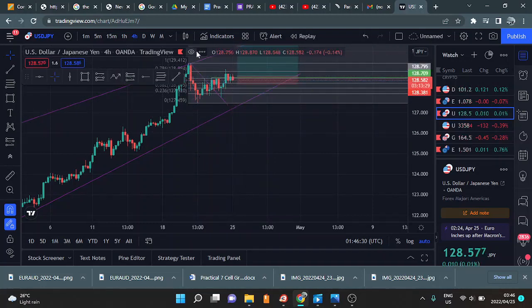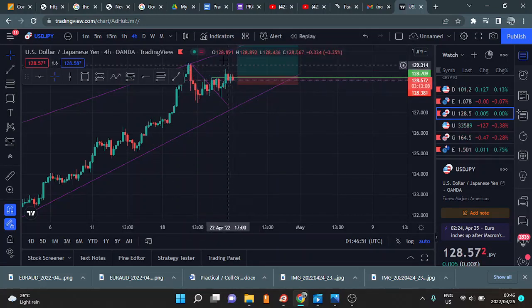On the 4-hour time frame, as you can see, the market keeps on creating lower lows, higher low and higher low. Then the market broke to the upside, then created a double top. Then the market came back, then broke that double top. As you can see, it broke this area here. Let me remove this.